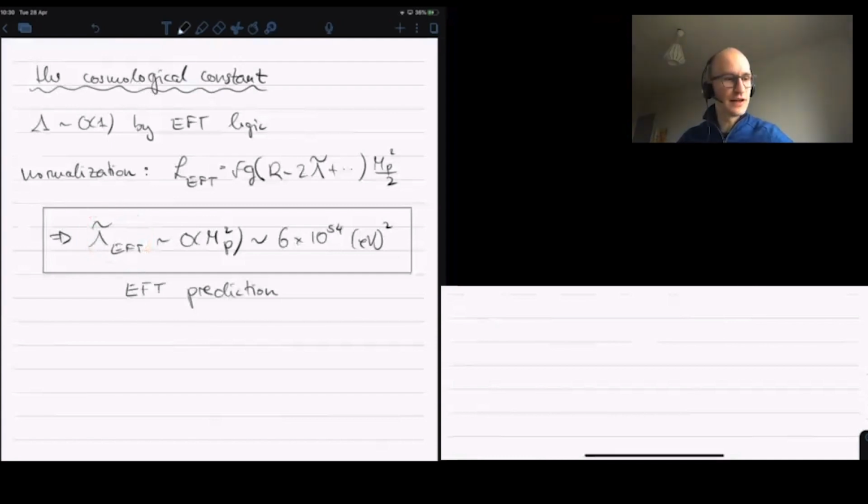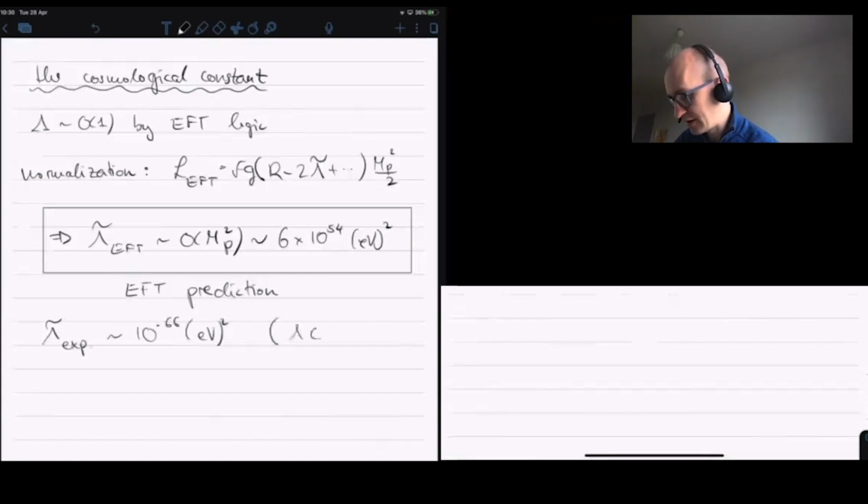And then, however, lambda tilde experiment is actually 10 to the minus 66 electron volt squared. This is the best fit of lambda CDM, at least when I looked it up last.